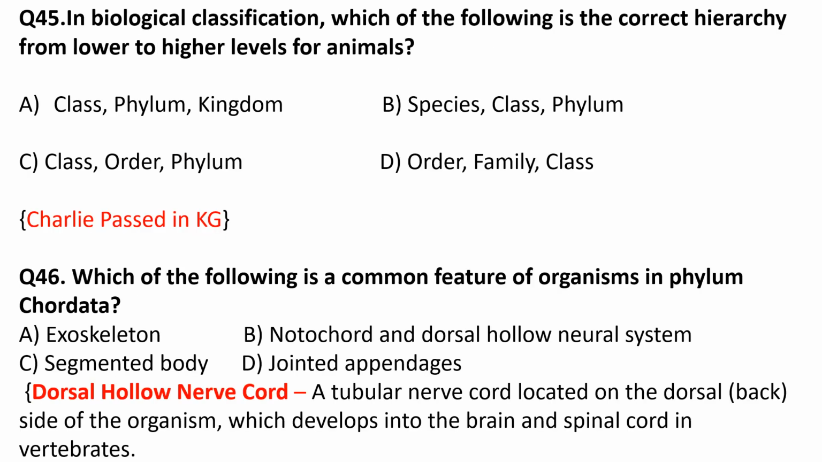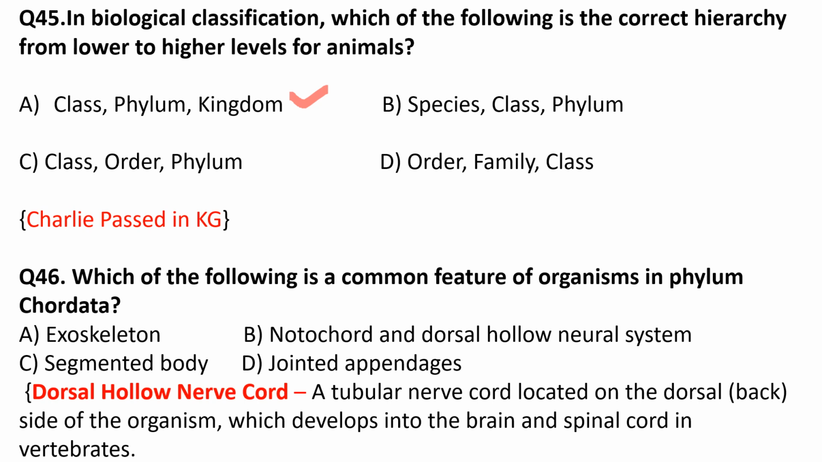In biological classification, which of the following is the correct hierarchy from lower to higher levels of animals? It is class, phylum and kingdom. As a mnemonic you can write Charlie passed in KG, that is CPK.